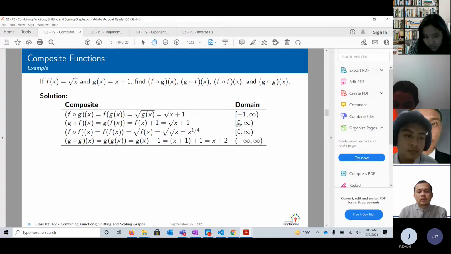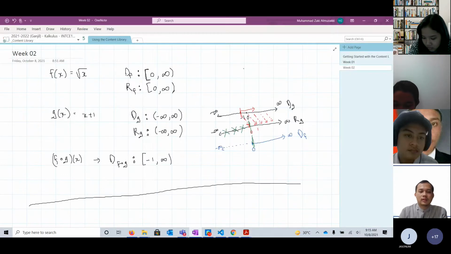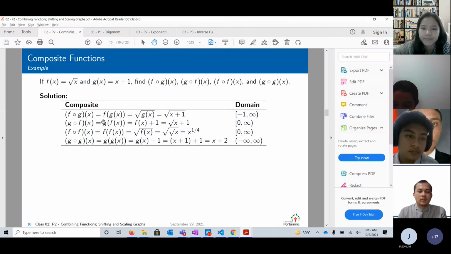And for how to construct the domain, you can take a look at this illustration of how to construct the domain of g of x. But for now, believe me that the domain of g of x is from 0 to infinity. Why? Basically because the square root of x is defined only from 0 to infinity.